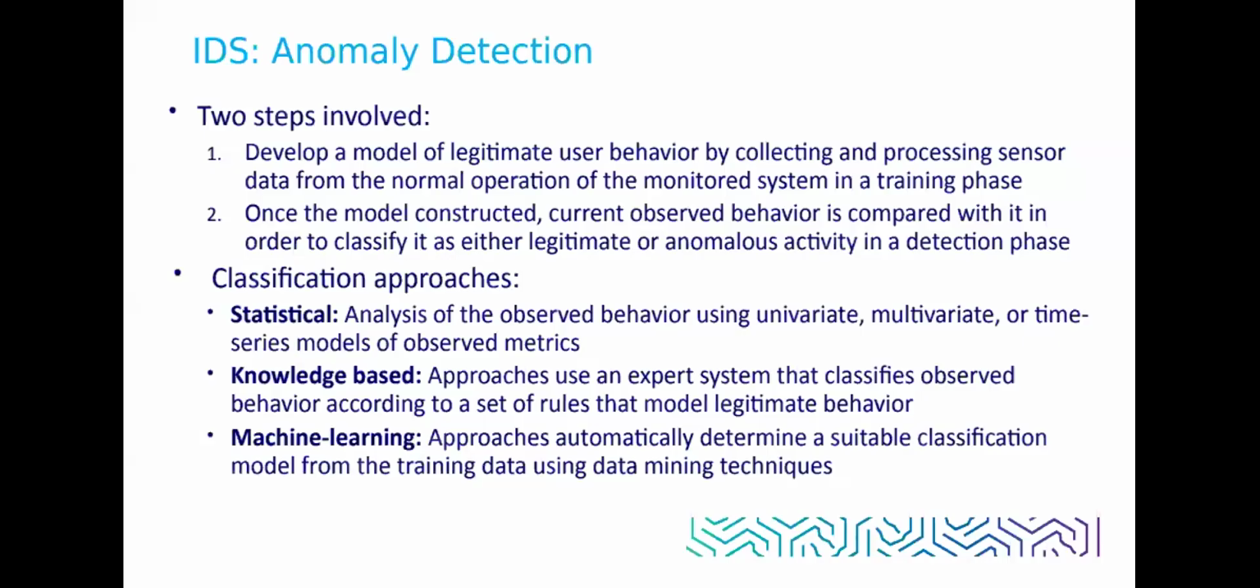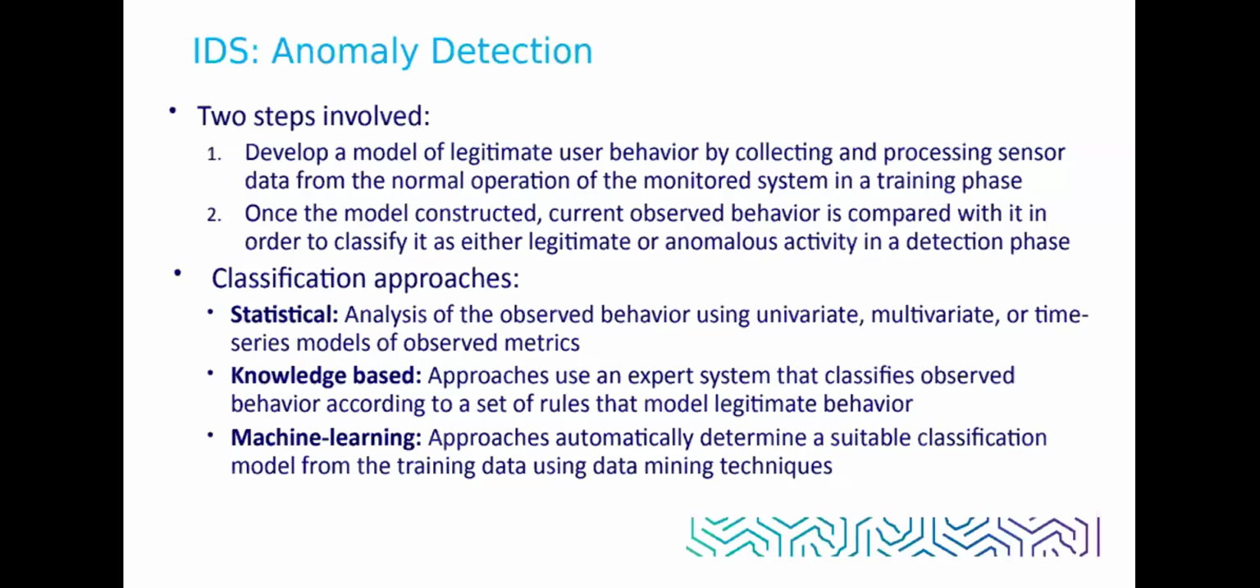Here we need to understand the working process of anomaly detection, which includes the training and detection phases, and the three major classification approaches: statistical, knowledge based, and machine learning. First of all, what is anomaly detection? Anomaly detection is an IDS technique that learns normal system or user behavior and identifies significant deviations that may indicate an intrusion. The two steps of anomaly detection are the training phase and the detection phase.